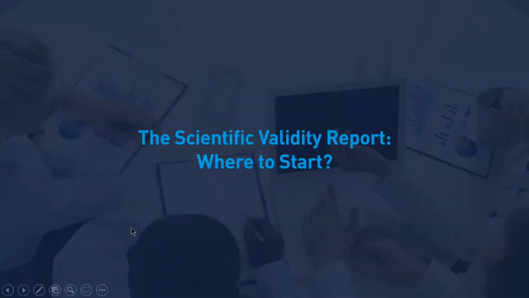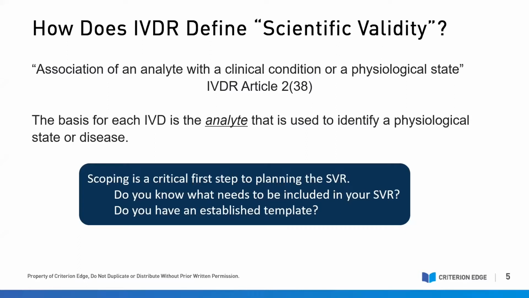Okay, so as we discuss the Scientific Validity Report, it's really important to first discuss how to establish the state-of-the-art. So I'd like to start with a few basic definitions. And first off, just to define, what do we mean by scientific validity? According to IVDR Article 2, a scientific validity report should establish the association of an analyte with a clinical condition or a physiological state. So the basis for the SVR is, in effect, a detailed discussion of the analyte and the method of detection. That is essentially the same purpose as the state-of-the-art section as we recognize it in MDR.